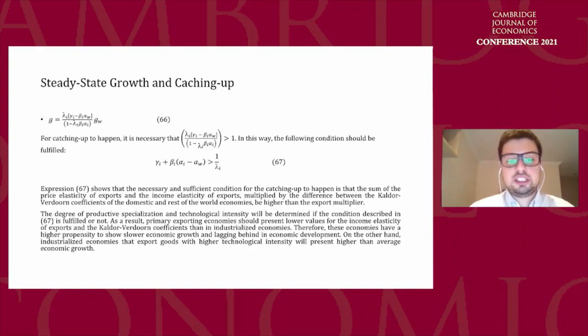So in equation 67, the degree of productive specialization and intensity will be determined by whether this condition is fulfilled or not. As a result, the primary exporting economy should present lower values for income elasticity of exports, and therefore the Kaldor-Verdoorn coefficient is going to be lower than in industrialized economies. Therefore, these economies have a higher propensity to show slower economic growth and be lagging behind in economic development. On the other hand, industrialized economies that export goods with higher technological intensity will present higher than average economic growth.